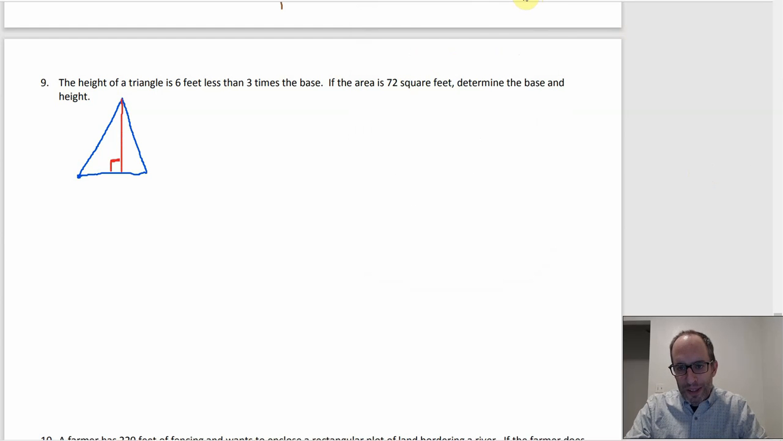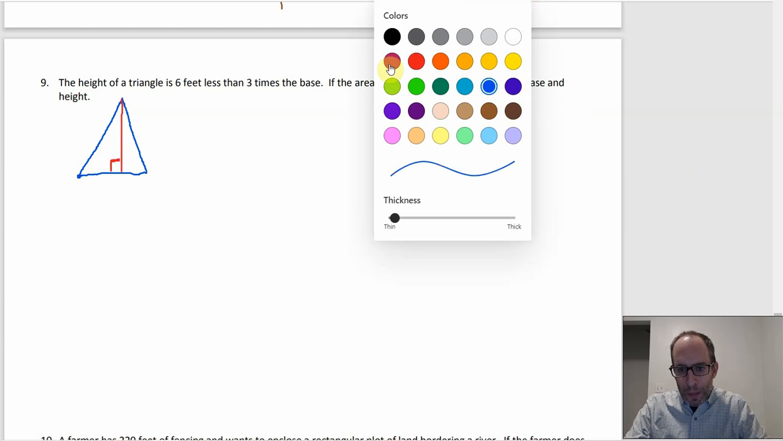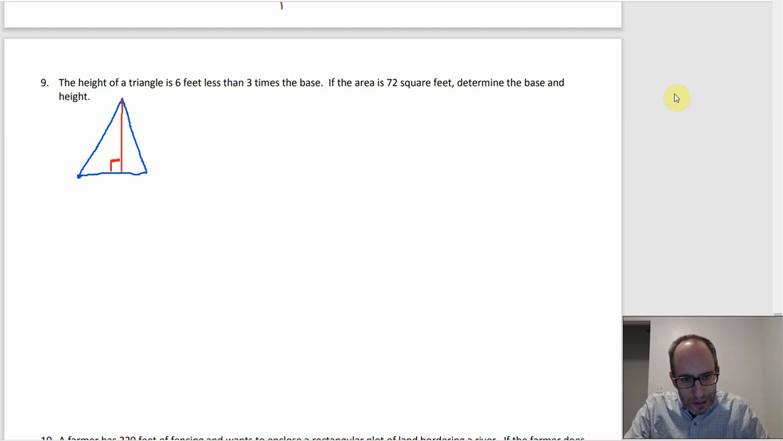I'll label these in a different color. The height is 6 feet less than 3 times the base. So if the base is x, then the height would have to be 6 feet less than 3 times the base. Well, 3 times the base would be 3 times x, and 6 feet less than that, so that's 3x minus 6. So in the picture, that red line right there would be 3x minus 6.